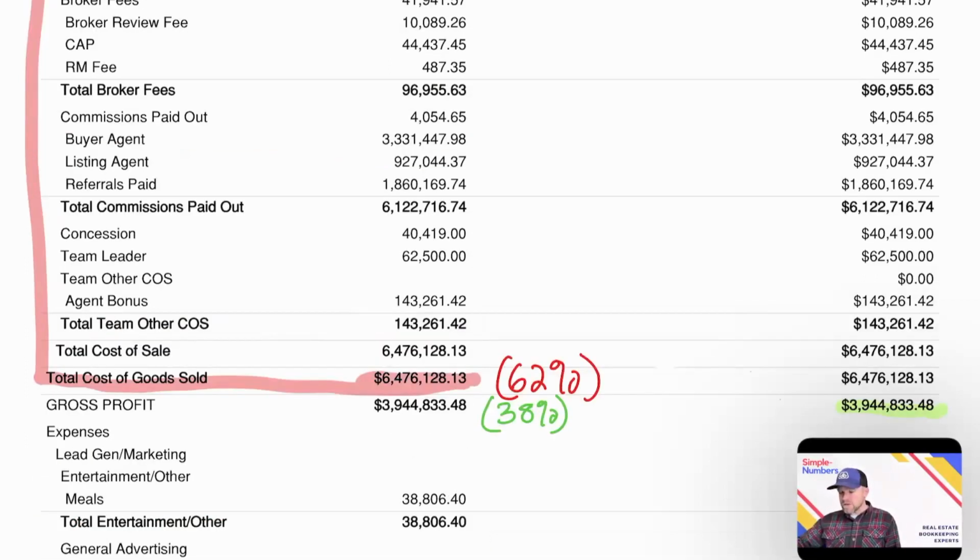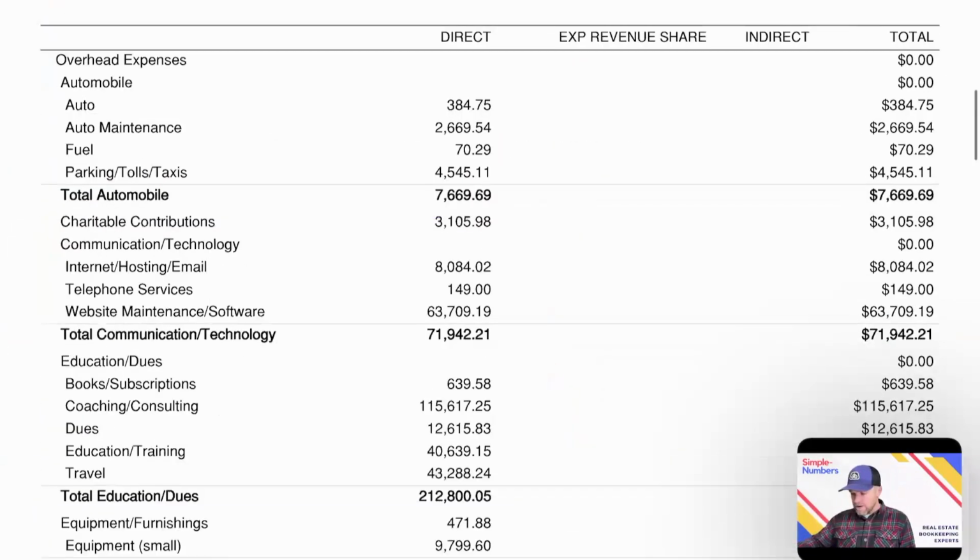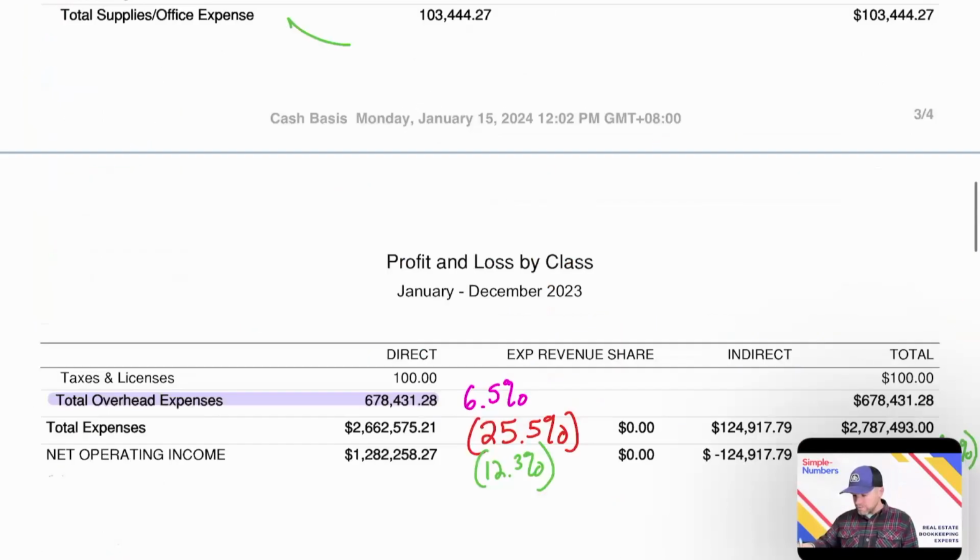Then that leaves us with the third section of your P&L, which is the gross profit. But the gross profit is the amount that actually hits your bank account as the team leader, as the company owner. Then we have our expenses. And this is a bigger category. It's going to start here and it's going to go all the way down to here. There it is, total expenses. And so that's number 4. And then the fifth and final section is the net operating income.